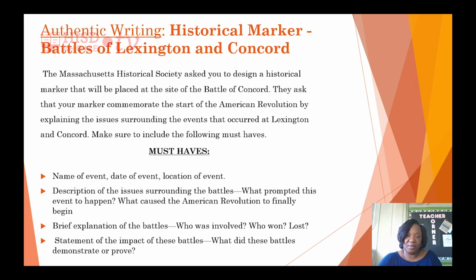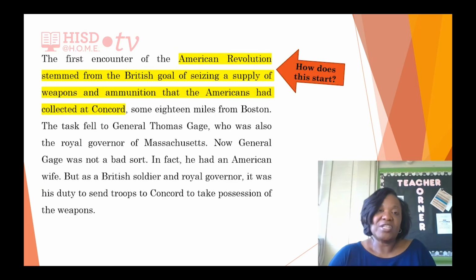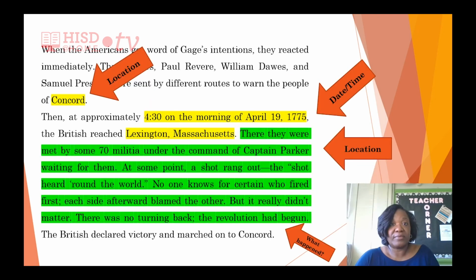What did they prove? So I've gone back through the readings and I have highlighted certain things. So the first thing is, how did it start? Well, I've highlighted the American Revolution stemmed from the British goal of seizing a supply of weapons and ammunition that the Americans had collected at Concord. I've highlighted several other factors. So we see that the location is Concord.